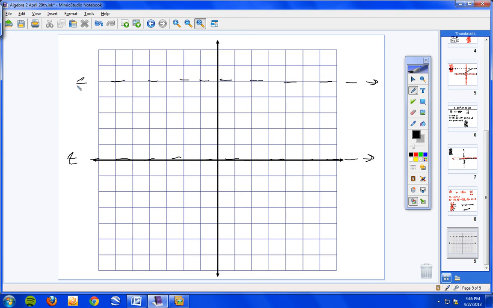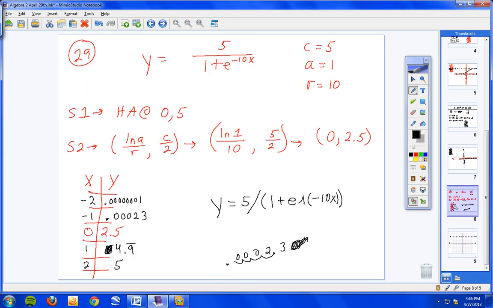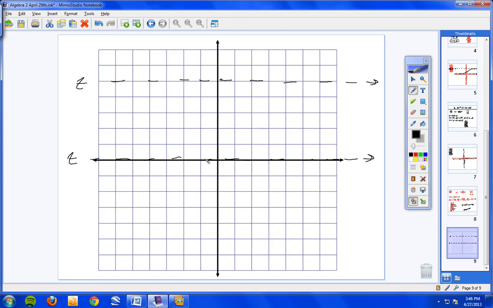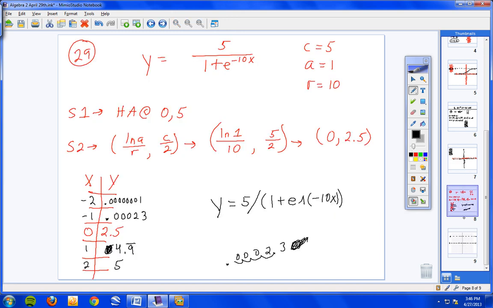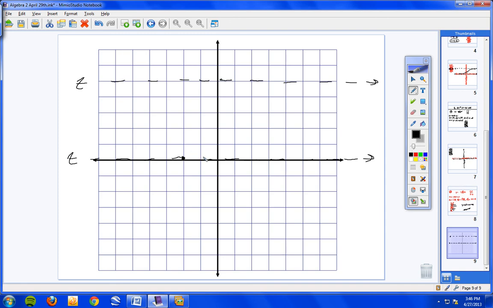There we go. And now let's plot our 5 points very quickly. The first one is -2 and -1. So -2 is at like 0.000000. It's way down here, like right there. And then -1 is at 0.00023. So like right here. It's really bottoming out quickly.